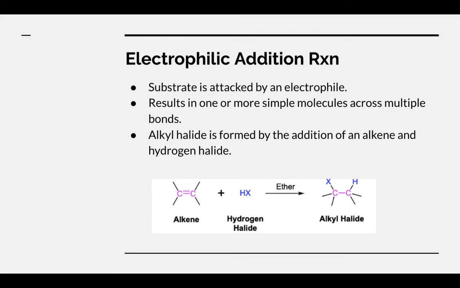As we can see below, the picture demonstrates the formation of an alkyl halide. We see an alkene being added to a hydrogen halide. Then it is yielded with ether, and then we have an alkyl halide.